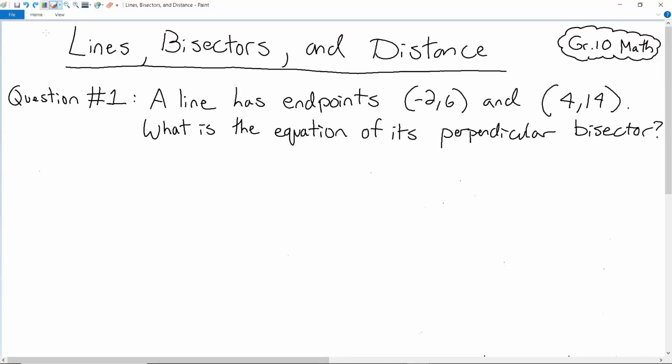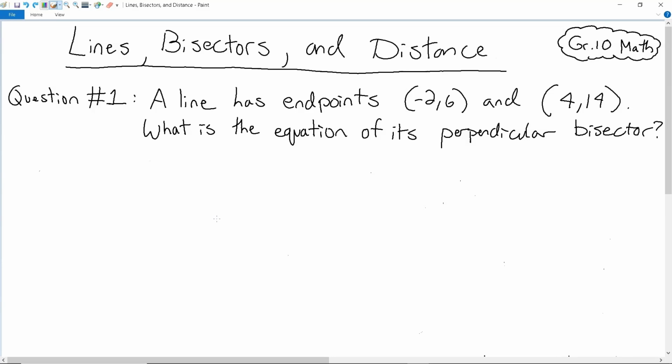We are nearing the end of this semester, so I thought it would be a good idea to go back and review some earlier concepts that you may have learned in grade 10 math. It's probably been a little while, so it's always good to review before exams. Today I'm going to be looking at lines, bisectors, and distance. And let's get right into it.